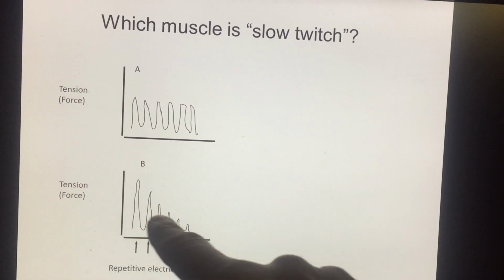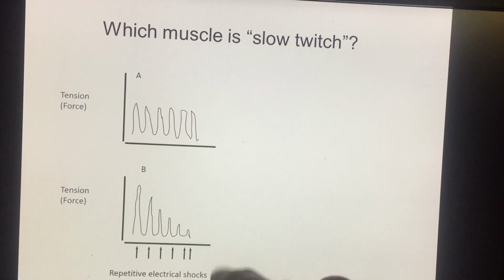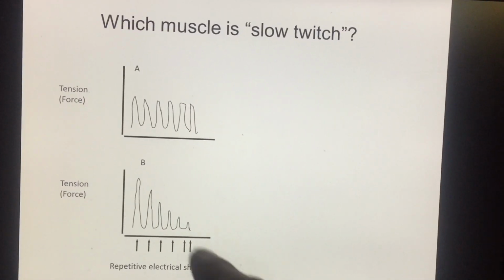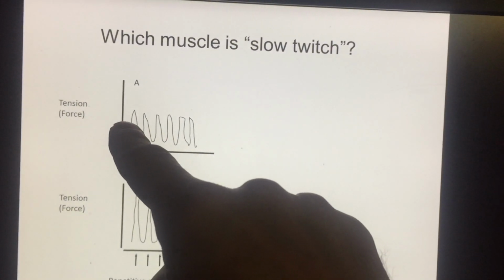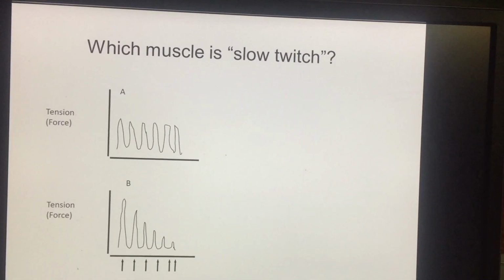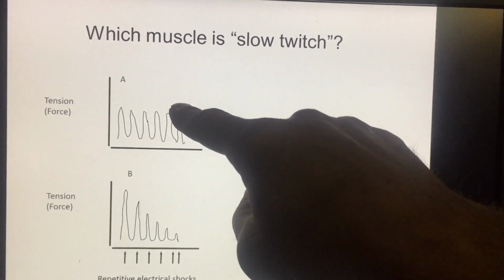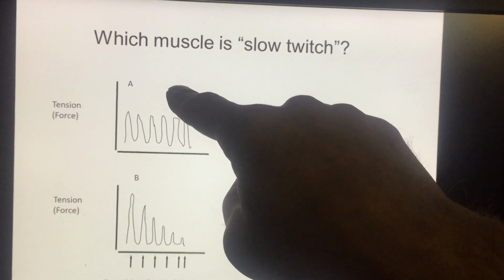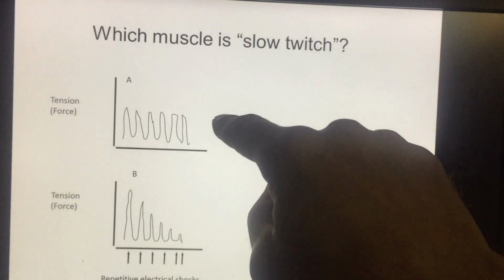So you see the bottom muscle fiber, again, you get these repeated contractions, but in this case, you can see that the force drops off quite quickly, whereas the top one, the force is maintained. So the question here is, which one is a slow twitch fiber? The answer would be the fiber type, the one graphed with the letter A.